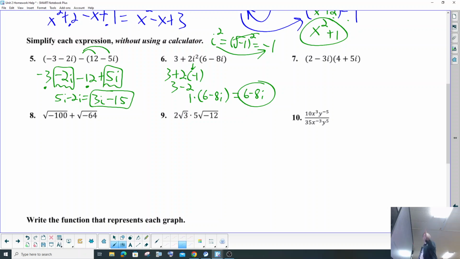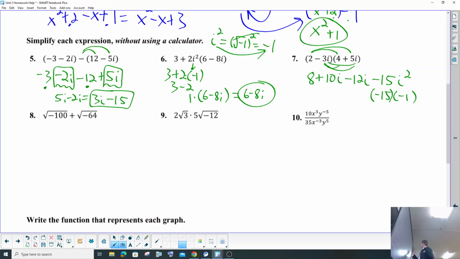Try number 7 on your own. Pause me. So we seashell. 2 times 4 is 8. 2 times 5 is 10, so 10i. Negative 3i times 4 is negative 12, i comes along for the ride. And then negative 3i times 5i is negative 15, and i times i is i squared.